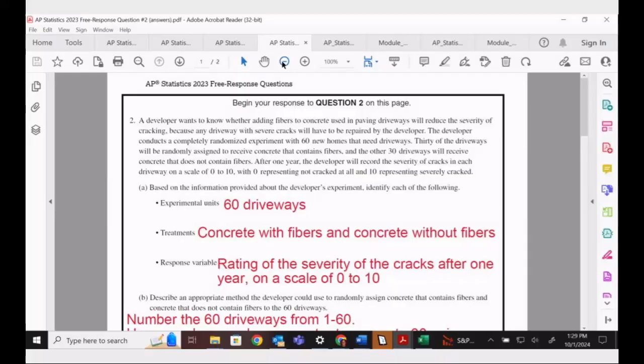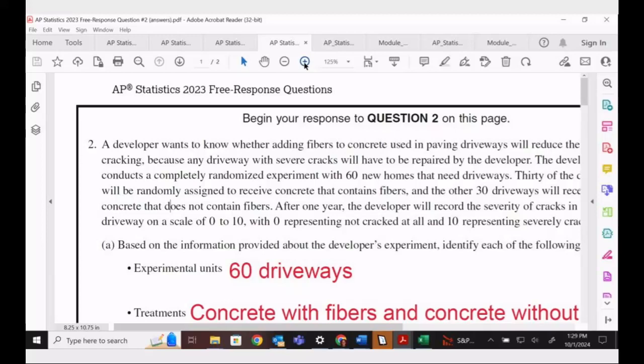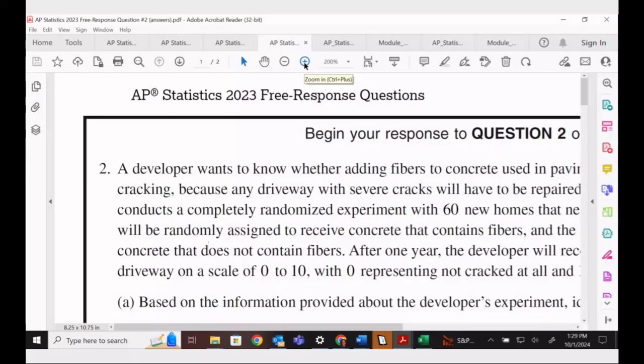If you said 60 new homes, that would not work. You have to talk about the driveways. You could say 60 new homes with driveways, yes. What would the treatments be? Concrete with fibers, concrete without fibers.